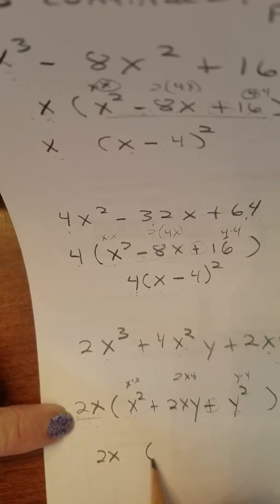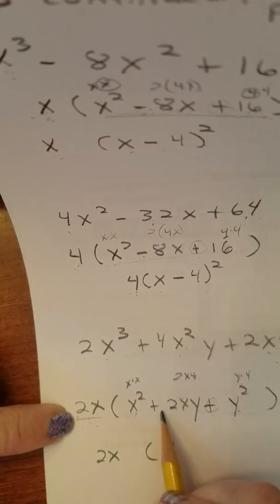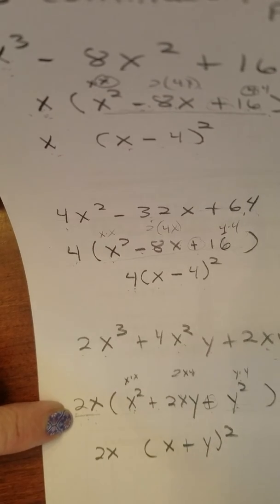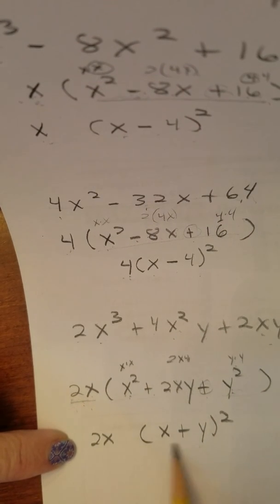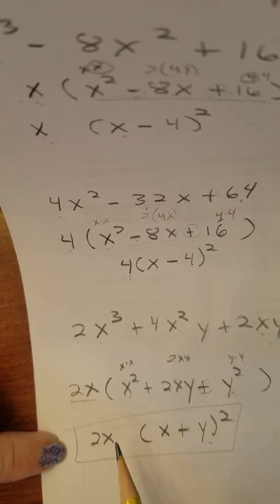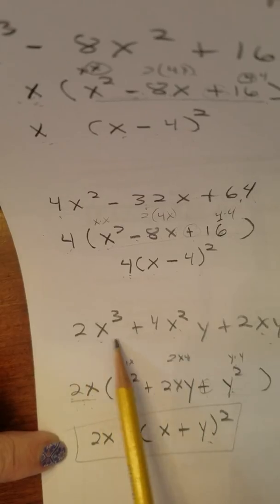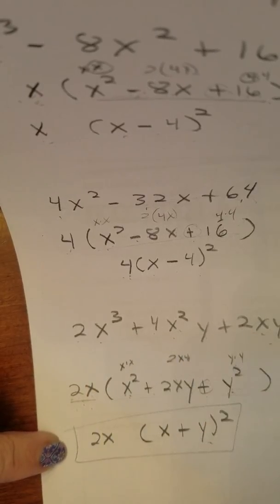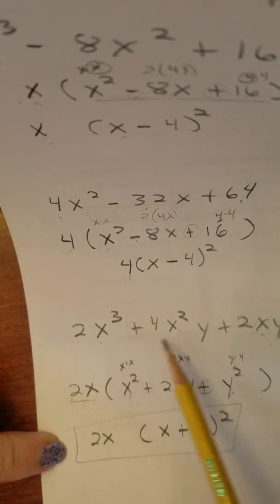So that means I can factor this as x, keeping the sign of the middle term, and y, and square it. So this now is your complete answer. You can always do your check step. You can multiply this all back out, and you should end up with what you started with if you're doing your check steps. So I've now factored this trinomial.